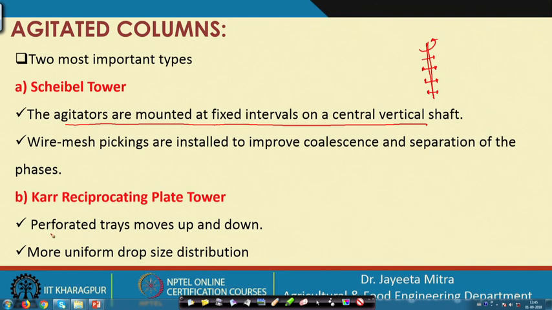And another is the Karr reciprocating plate tower. So, what is that? Here the perforated trays move up and down. The trays themselves are perforated, so that proper mixing will take place, and they move up and down. Some shaker kind of arrangement, or vertical shaking arrangement, is given to these reciprocating plate towers. So, a more uniform drop size distribution we can find here. A more uniform drop size distribution indicates that proper mixing will be there, and the extraction efficiency will be very high.